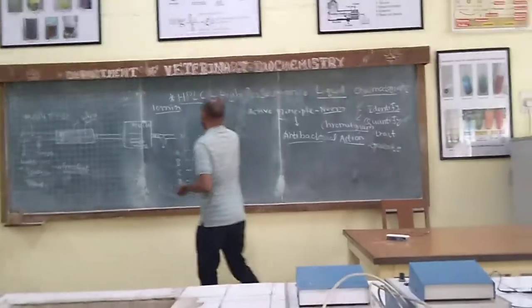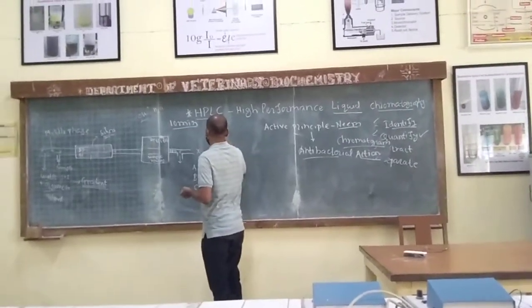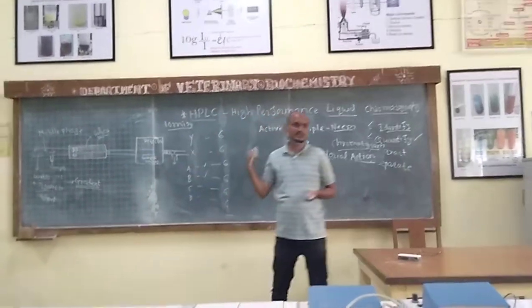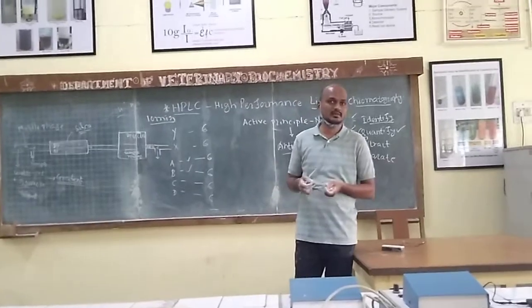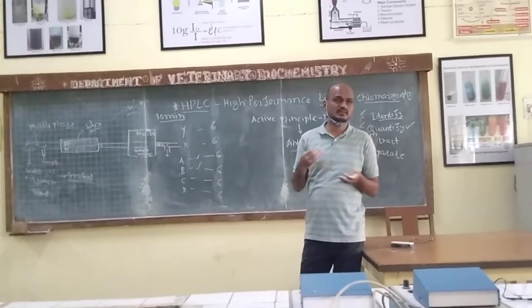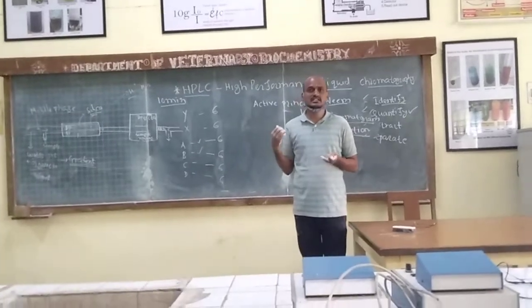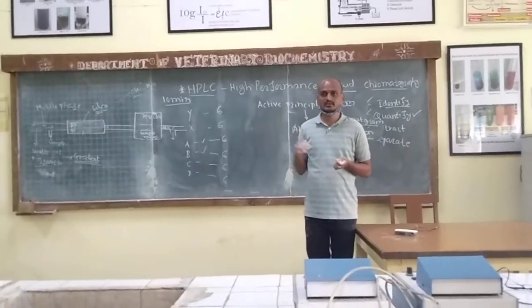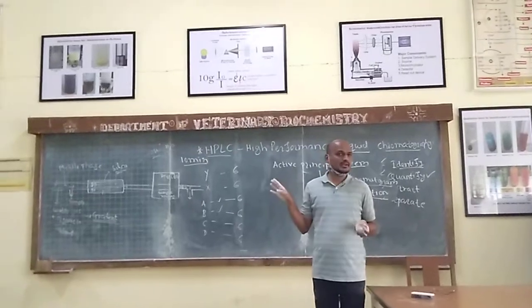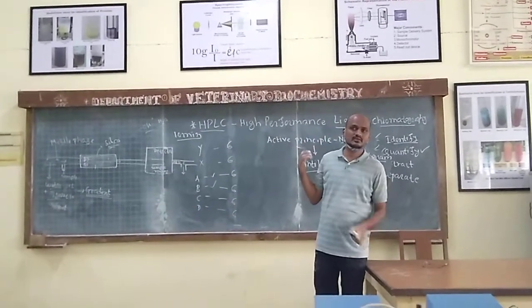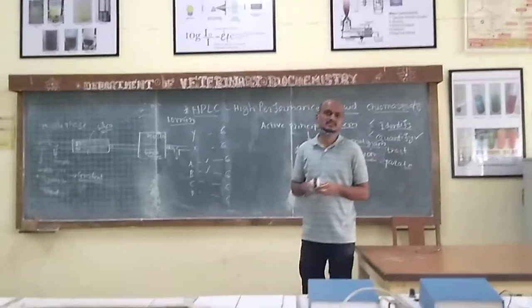If you are testing a positive control, for example an antibiotic like ampicillin, you give it to that animal to see the effect, and then you compare the effects. So basically, this is the function of HPLC, high performance liquid chromatography. You have understood this point, right? Is there any question regarding this?